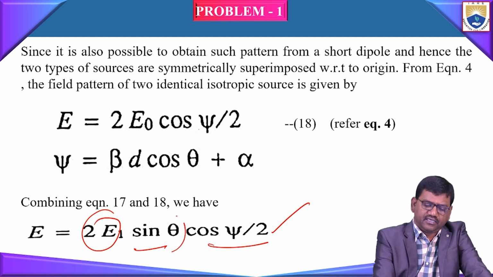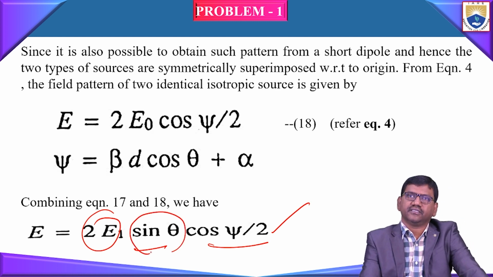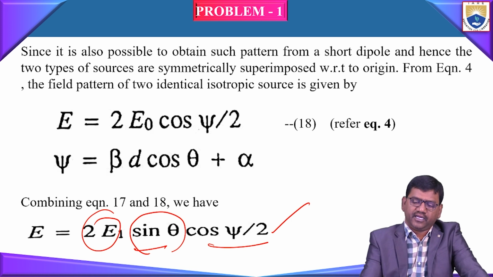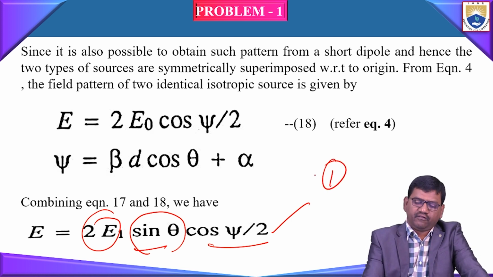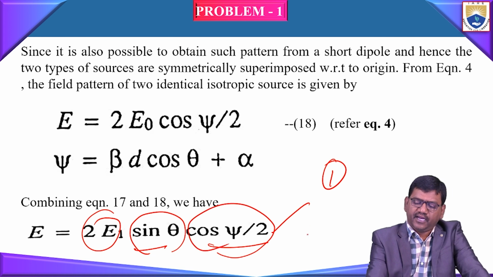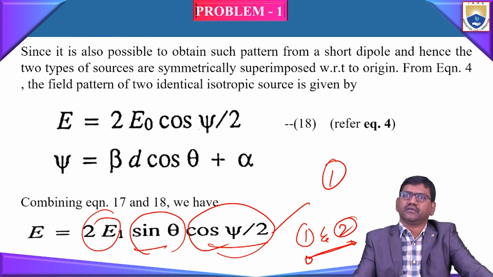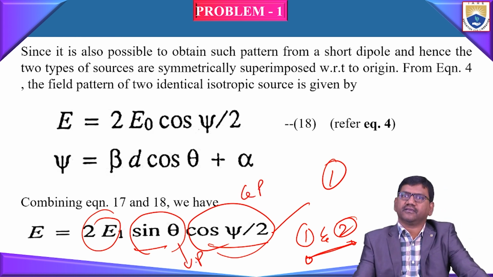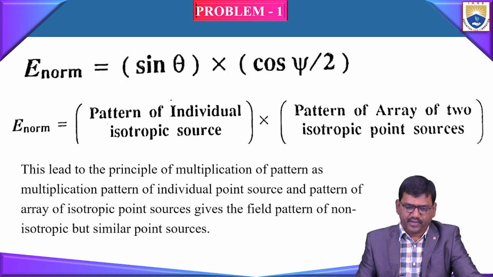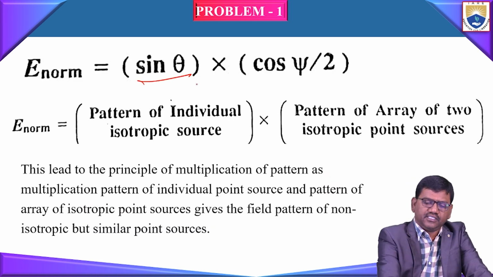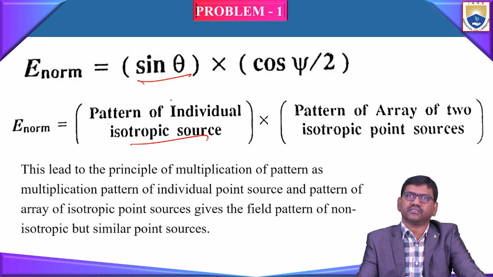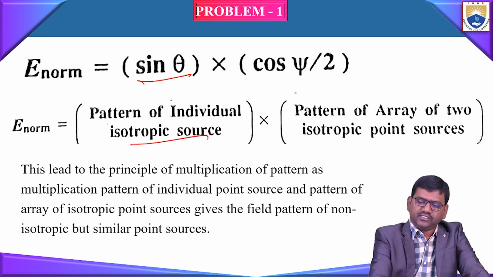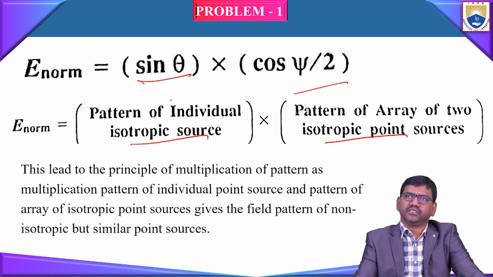Now what is this sin theta? This sin theta represents the pattern produced by the individual element. And what is this cos psi by 2? It is the pattern produced by the array of 2 elements, which we call the group pattern, and sin theta is the unit pattern. So sin theta is the pattern of an individual source and cos psi by 2 is the pattern of an array of 2 isotropic point sources.